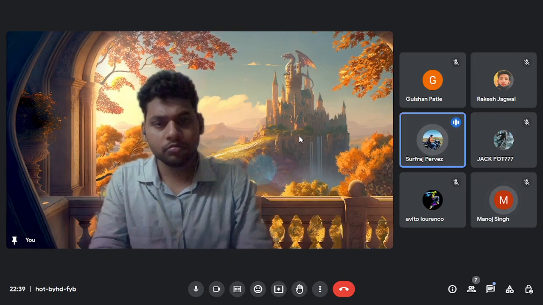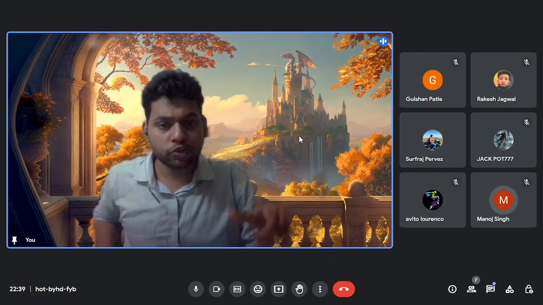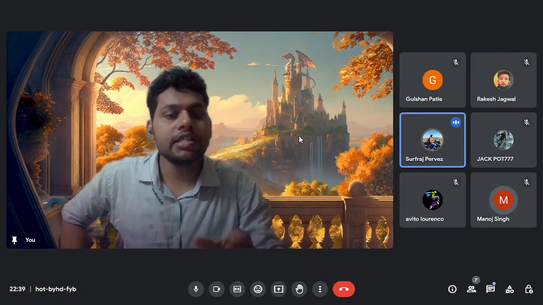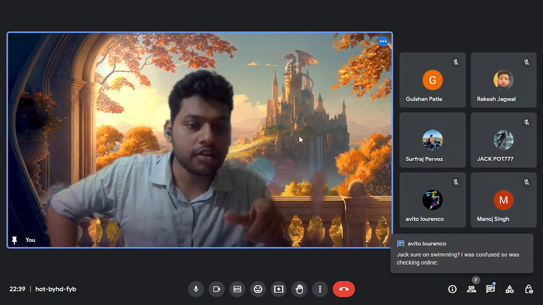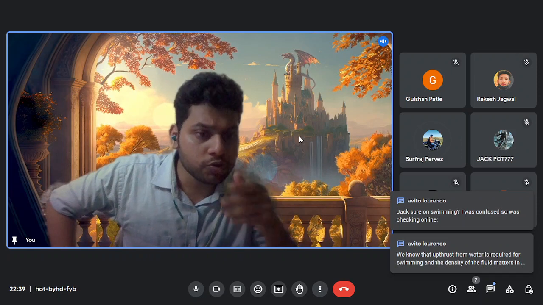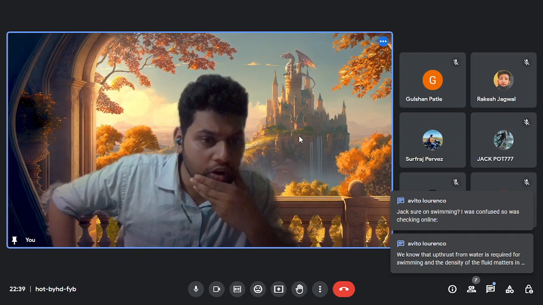Distance depends on the path. Yeah, it's the length of the actual path. Distance is the length of the actual path, and displacement is the length of the shortest path. Okay, sure. On swimming, I was confused, so I was checking online.